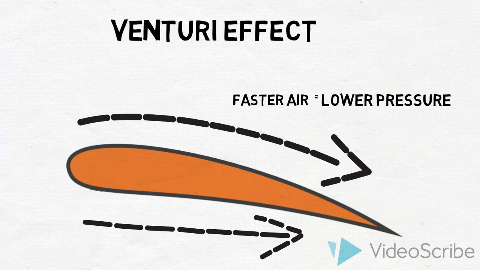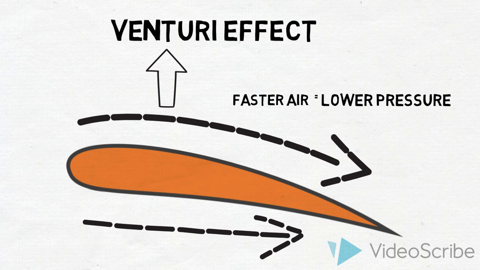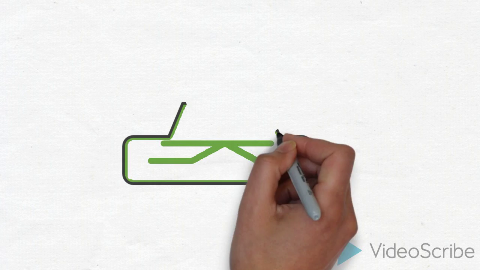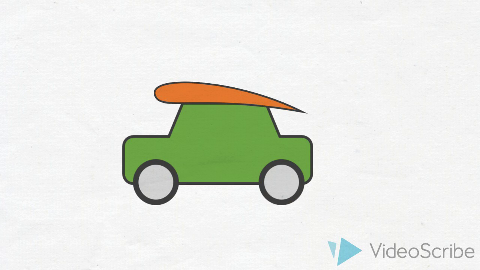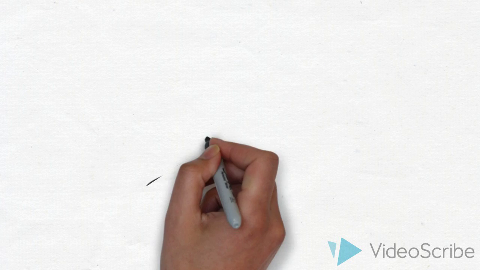The resulting pressure difference between the top and the bottom of the wing effectively sucks the wing up, and thus generates lift. The greater the curve in the wing and the faster the air, the greater the lift. Okay, that's great for a plane, but what about a car? Well, in fact, ordinary cars don't need wings. So let's focus on race cars.